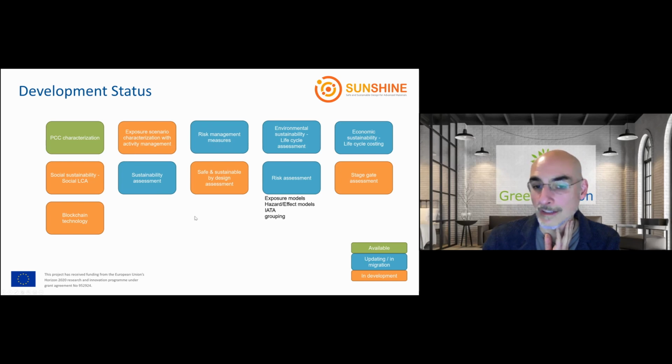The orange ones are in development. So the exposure scenario part, the social sustainability, the safe and sustainable by design assessment, the stage gate assessment, and the blockchain technology. These are in development in Sunshine and will be included in the infrastructure.